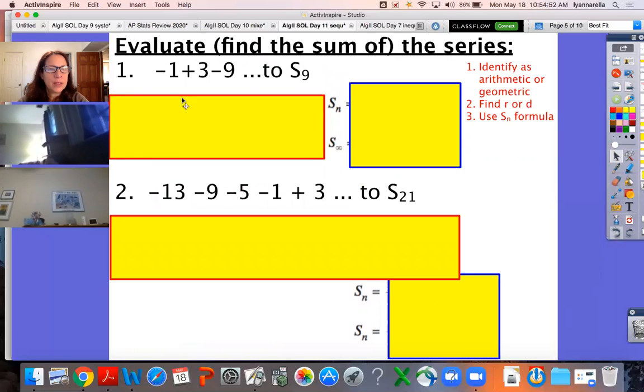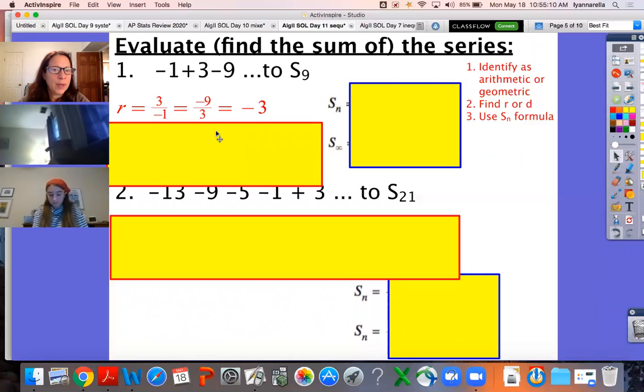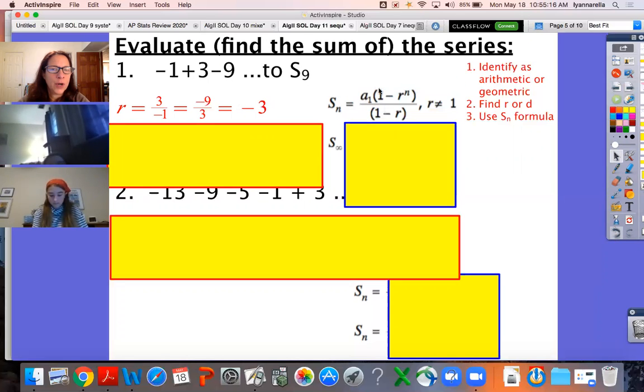All right, now we're going to find the sum of a series. So I go -1, +3, -9. Usually when it goes from negative to positive and back to negative, it has to be geometric, because you can't go from positives to minuses back and forth for arithmetic. So if I figure this is geometric, then r is 3 divided by -1, or -9 divided by 3, and that's always -3. So I'm going to find s sub 9, so I'm going to use the formula for not infinity.